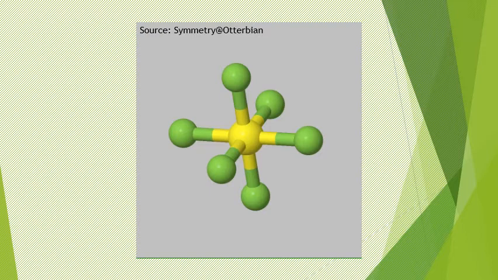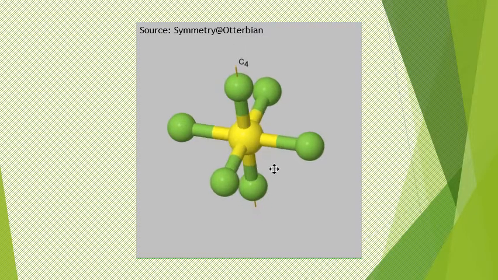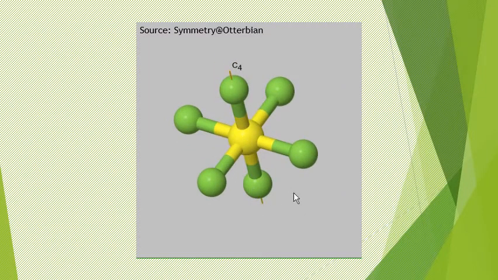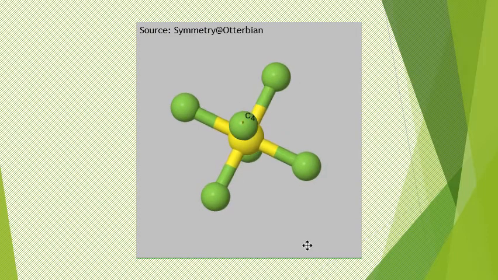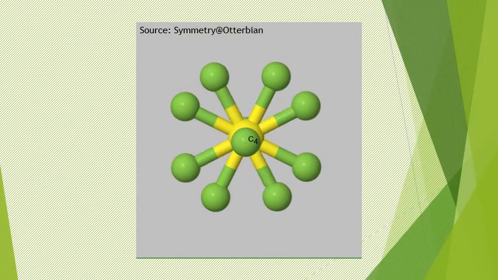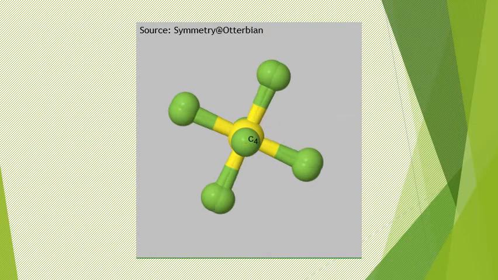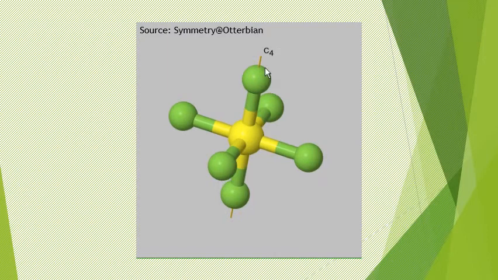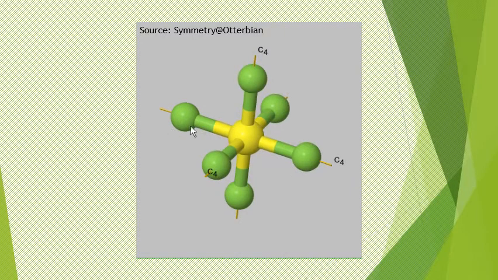So first let's consider the C4 axis. Any 2 opposite ligands, if you call these ligands, if you join them, that axis will serve as a C4 axis. The molecule can be rotated about this axis by 90 degrees to get an equivalent orientation. Therefore this is a C4 axis, and this is one C4 axis. Along with that, 2 more C4 axes can be shown here. So this is one more C4 axis, and this is one more C4 axis, totally 3 C4 axes.